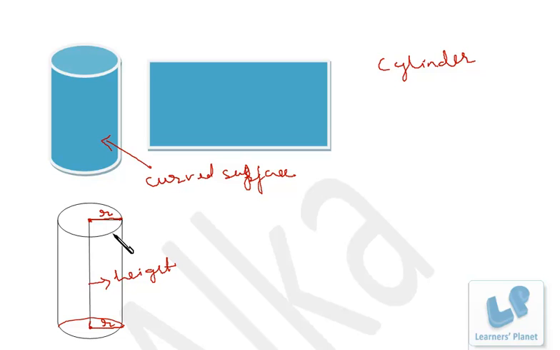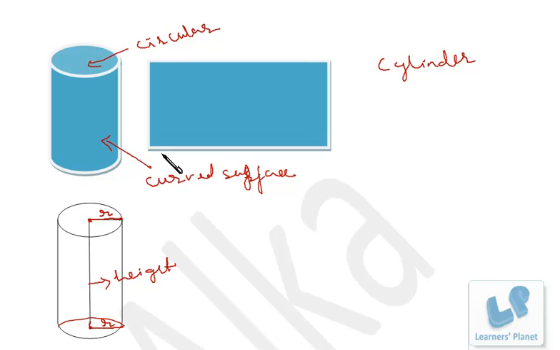right? Now how do we find out the area of a cylinder? Just listen to me carefully. There are two types of surfaces in a cylinder. This is the curved surface, and the top and bottom surfaces, right? Top surface is circular, bottom surface is circular. Bottom surface is also circular and this is the curved surface, right? Now what is the curved surface?